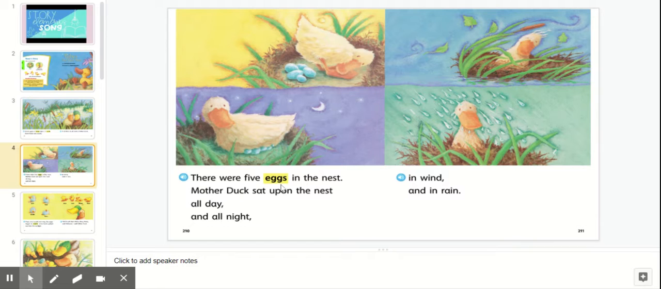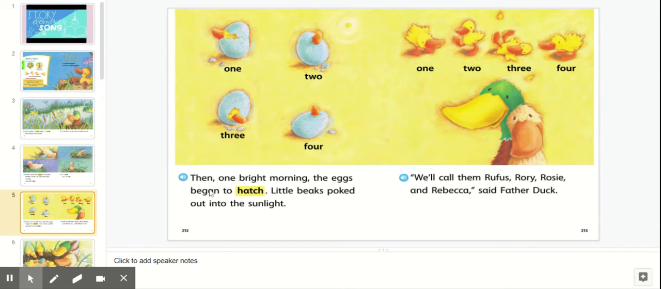There were five eggs in the nest. Mother duck sat upon the nest all day and all night, in wind and in rain. Then one bright morning the eggs began to hatch. Little beaks poked out into the sunlight. One, two, three, four. We'll call them Rufus, Rory, Rosie, and Rebecca, said Father Duck. One, two, three, four.